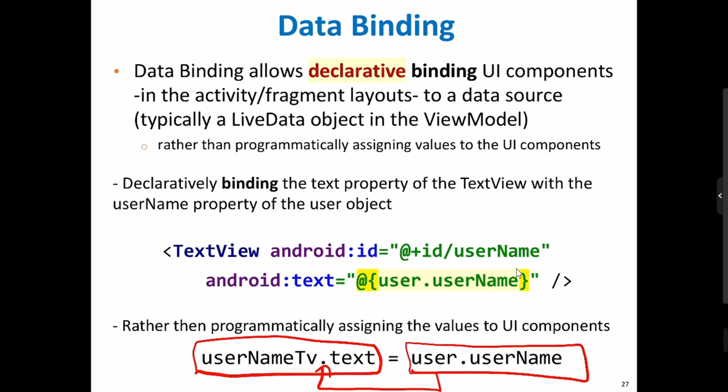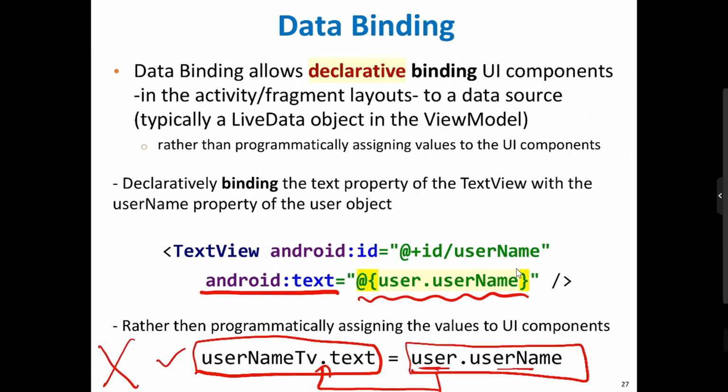For example, here I have an object called user, and this user object has a username property. I read from the object and I write to the username TextView's text property. I assign the username to the text property. This is one way of doing it. You have seen how to do this. Now, I can get rid of this code by simply going to my view and defining a data binding expression.